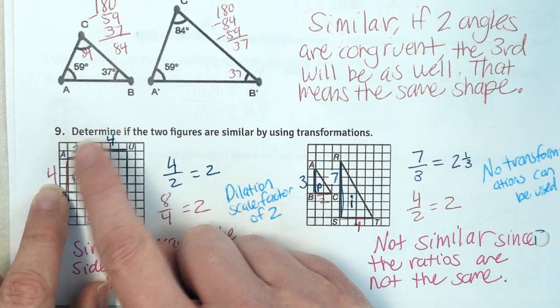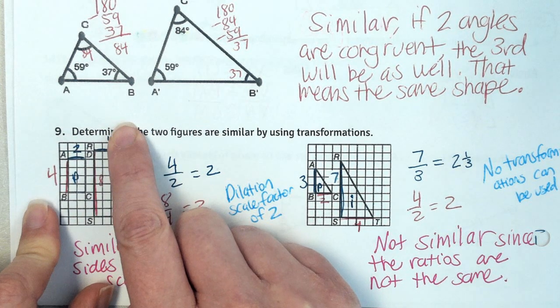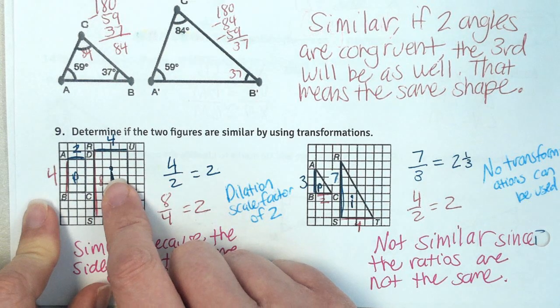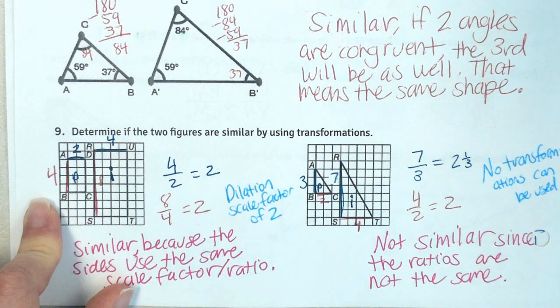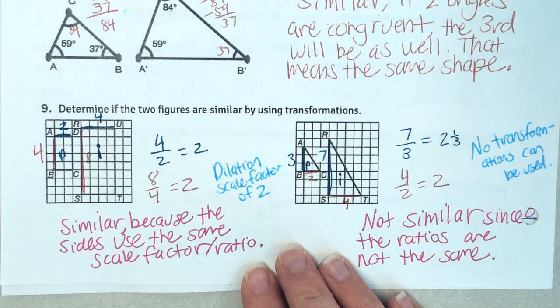Okay, so if I'm doing 4 over 2, I have to do 8 over 4. If I would do 2 over 4, I'd have to do 4 over 8. Okay, and on this one I find that they are the exact same. Because the ratios are equal, they are similar.